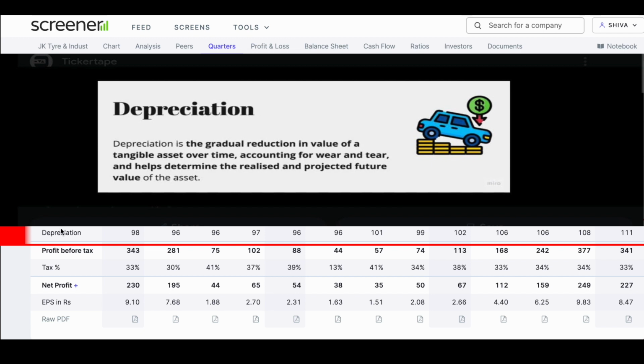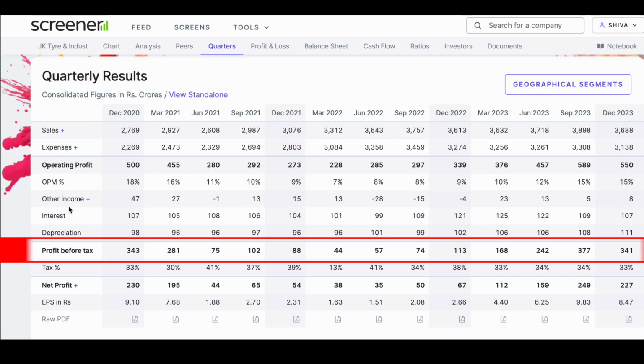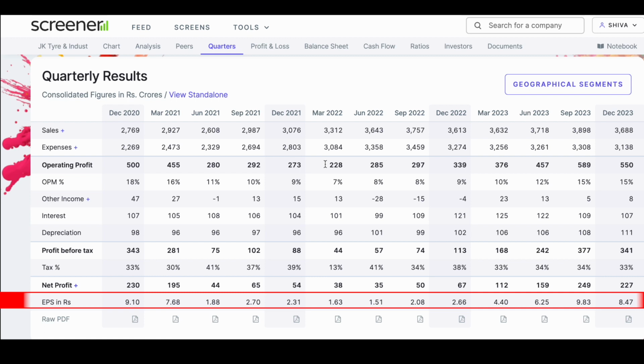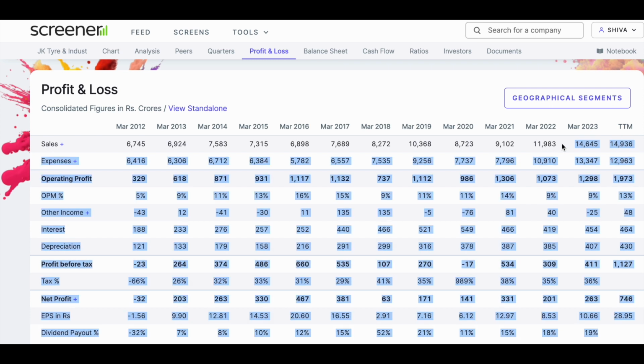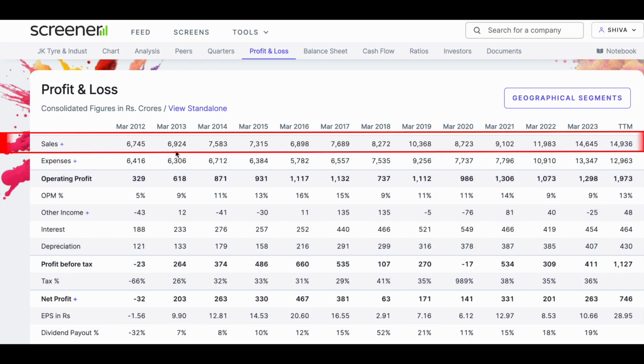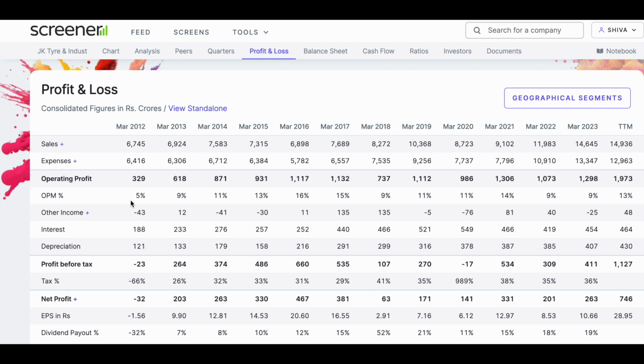And here we can see net profit before tax and after tax. They are quite positive and good in profit numbers. Here EPS is increased, which means shareholders are earning well on this. Talking about profit and loss, sales increased and expenses decreased compared to last year, and it stands high in sales. Operating profit is good, other income also increased to positive 48. Depreciation increased and EPS is 28.95, which stands at an all-time high.